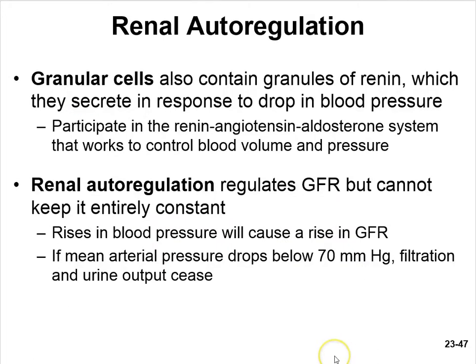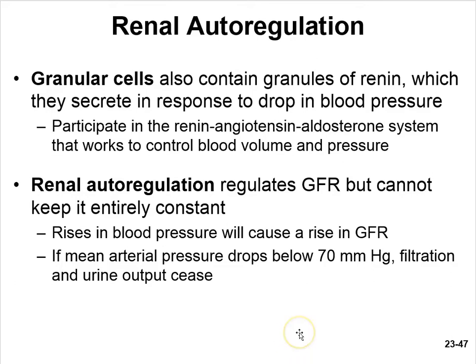Those granular cells also contain granules of renin, which they can secrete in response to a drop in blood pressure, and they can participate in the renin-angiotensin-aldosterone system that works to control blood volume and pressure. Renal autoregulation regulates GFR, but it can't keep it entirely constant. Rises in blood pressure will cause a rise in GFR, but if mean arterial pressure drops below 70 millimeters of mercury, then filtration and urine output will cease.